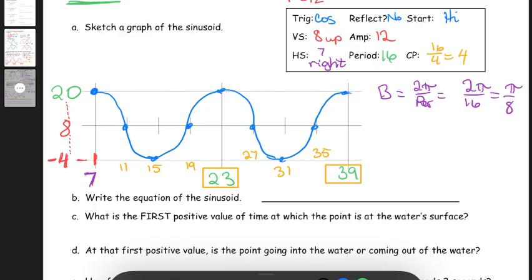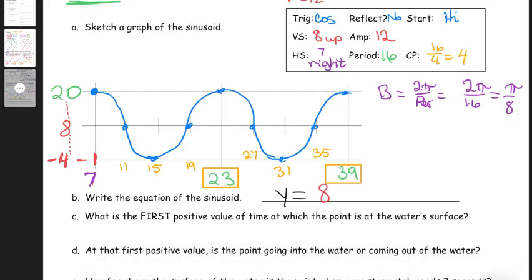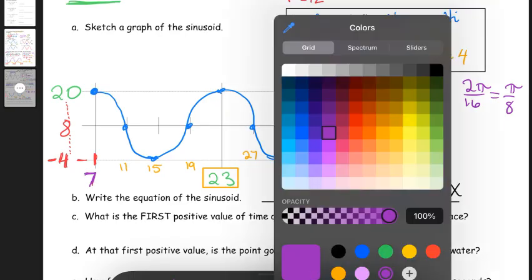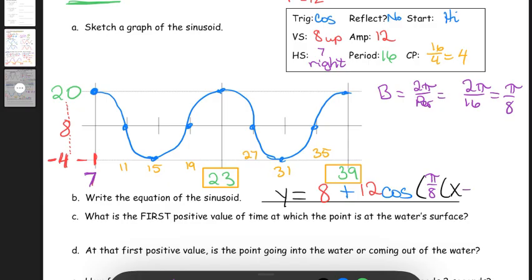Now, we can write the equation. Y equals, vertical shift is 8 up. We are not reflected, so that's a plus. Our amplitude is 12. Our trig function is a cosine of our B value, pi over 8, in parentheses, x or theta. And then that horizontal shift is right 7. It needs to feel backwards, so that needs to be a minus 7. And there's our graph.